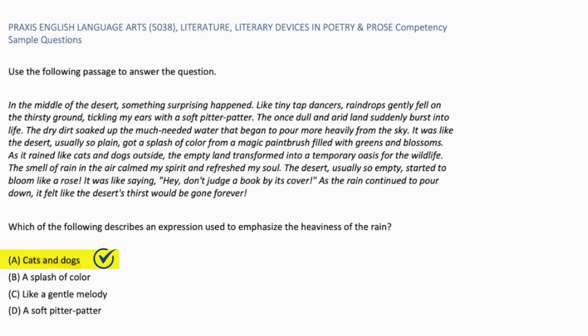Idioms are a form of figurative language in which a phrase has a particular meaning that doesn't align with the definitions of the individual words that make up the phrase. The text states, "As it rained like cats and dogs outside, the empty land transformed into a temporary oasis for the wildlife." "It's raining cats and dogs" is a commonly used idiom, interpreted as "it's raining very hard."